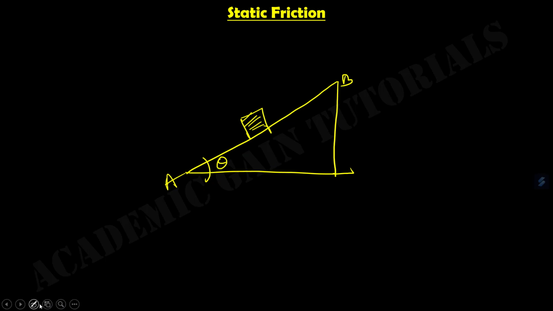Now the weight of this block is W, acting in the downward direction. The component of W along the perpendicular direction will be W cos theta, according to the vector components law, and the component along the plane will be W sine of theta.